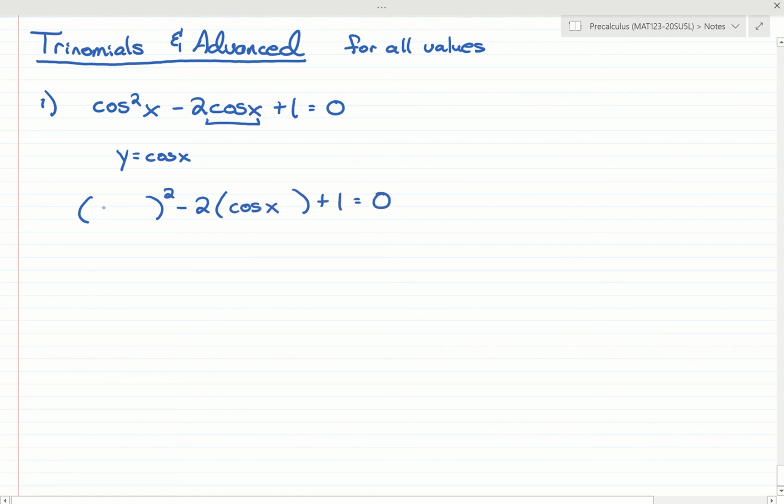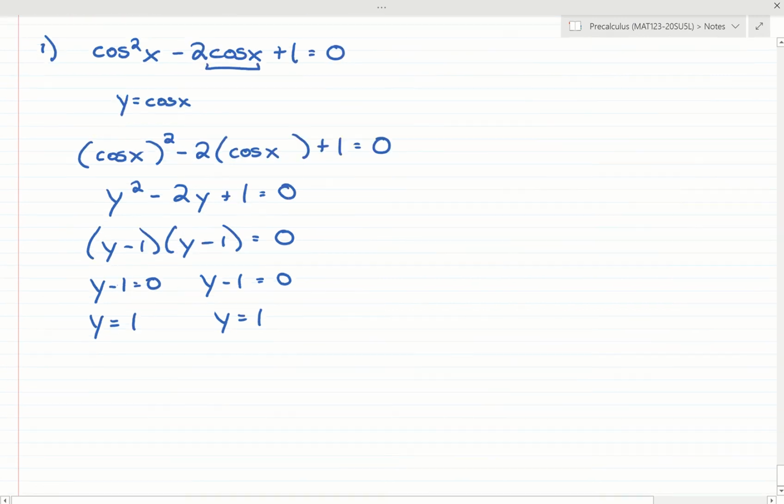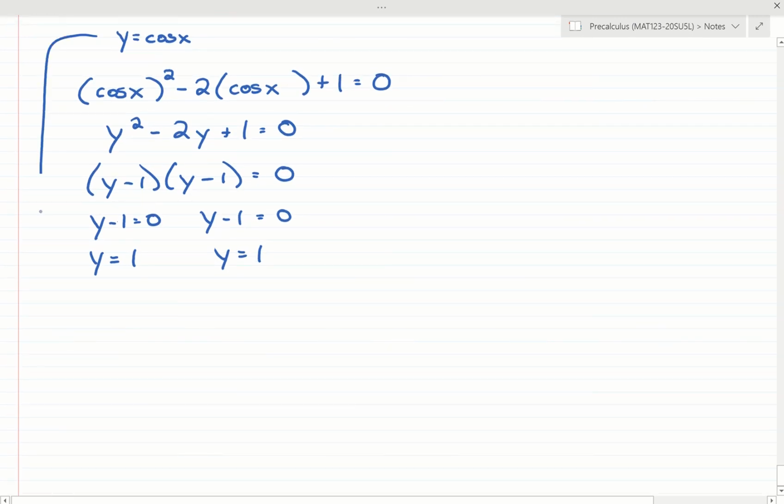Cosine of x, cosine of x. If we substitute y in for cosine, we could factor this and solve. So y would equal 1, and of course it's the same thing on the other side. But remember, we said y was cosine. So really, when is cosine equal to 1?